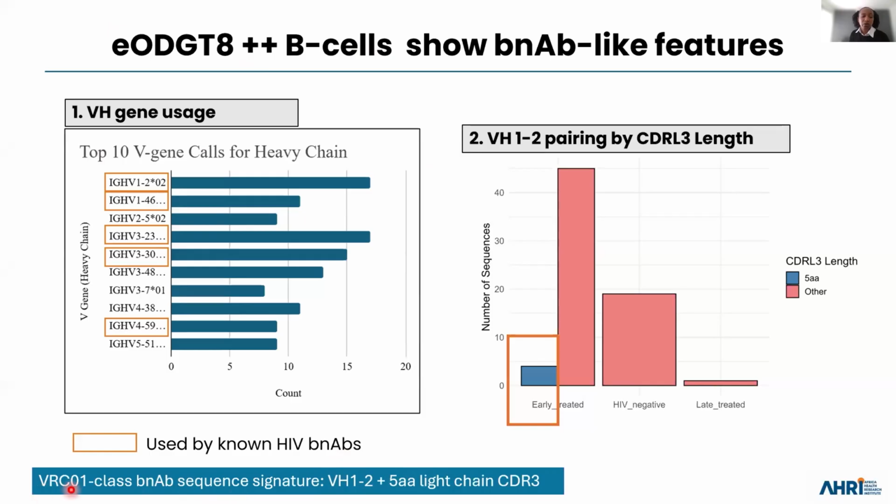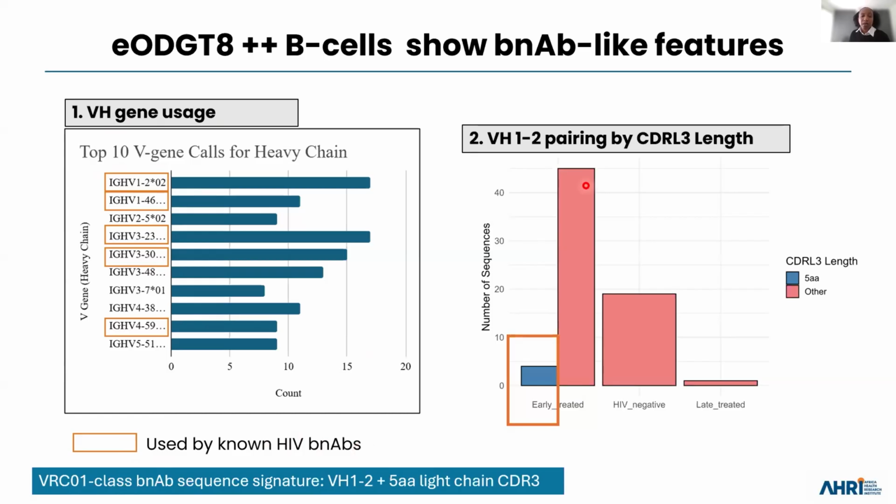So for the VRC01 class that we were interested in, why were we interested in this? It's already in clinical trials. It has already been proven to work. So we wanted to know whether the precursors to this broadly neutralizing antibody were present in our cohort. So the first thing was just to look at the VH gene usage, and we could see that we do have the gene of interest.